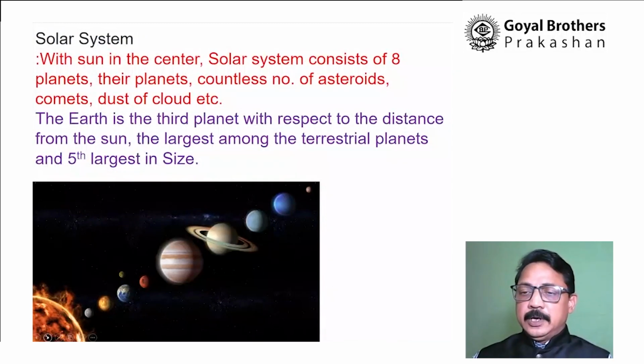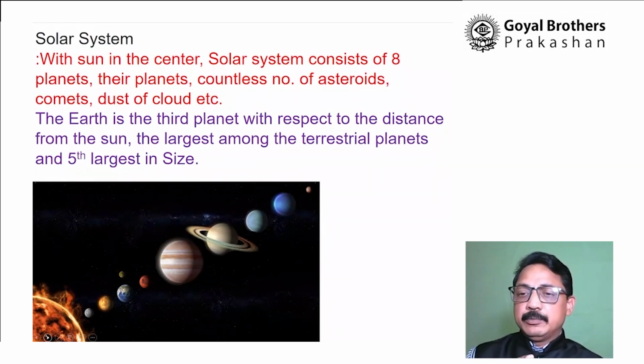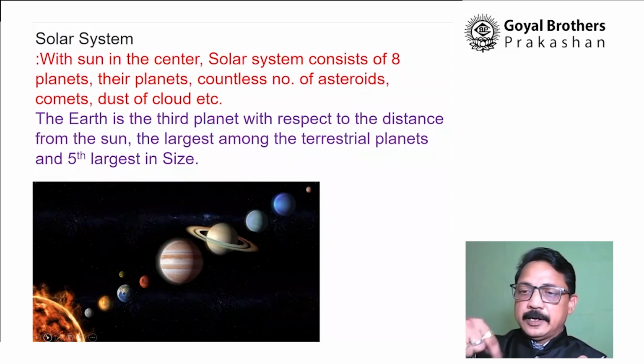Now, our solar system, I hope you must be knowing, consists of the Sun in the center, and there are 8 planets, dear students, revolving around the Sun. You must be knowing their names. But besides these 8 planets, there are many, many asteroids which are countless in number. The size is from a few meters up to some hundreds of kilometers long. Some of them are very small, 2 meters, 3 meters, up to hundreds of meters, and some are even kilometers wide. So there are countless asteroids, there are comets also, and of course there are 8 planets revolving around the Sun.